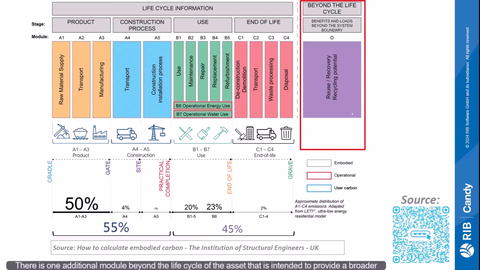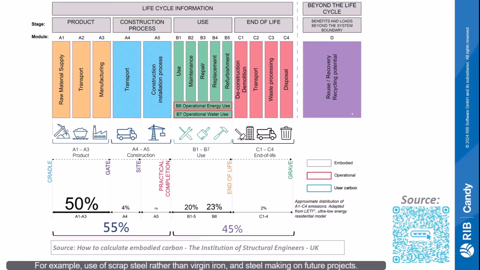There is one additional module beyond the life cycle of the asset that is intended to provide a broader view of its environmental impacts. This is Module D, the benefits and loads beyond the system boundary. This estimates any net kilogram CO2e benefits or loads beyond the project's life cycle associated with the recycling of material, for example, use of scrap steel, rather than virgin iron, in steelmaking on future projects. The energy recovered from materials, for example, energy generated by incinerating timber products. And the full reuse of materials or products when compared to the standard practice or standard product it would be replacing.